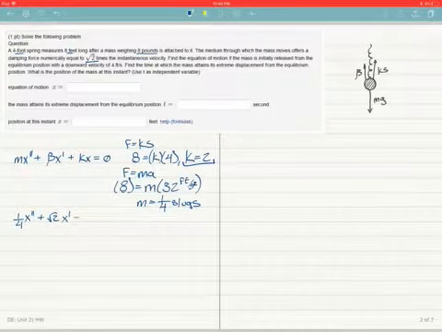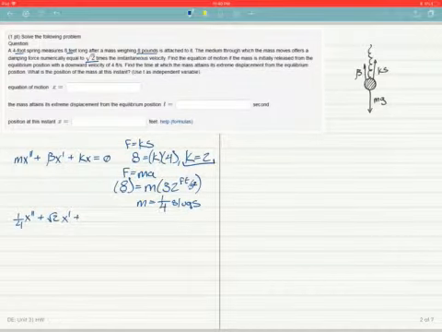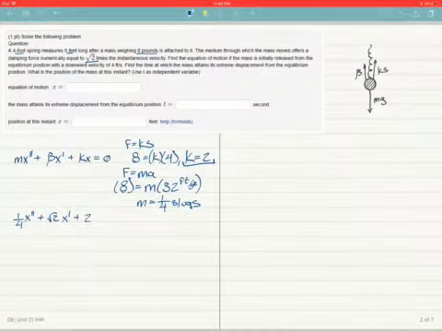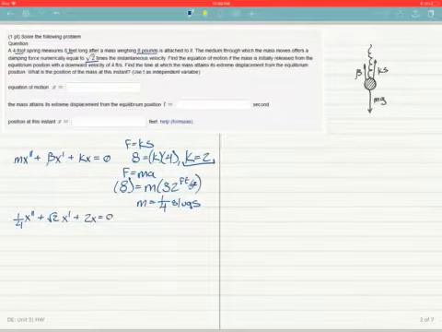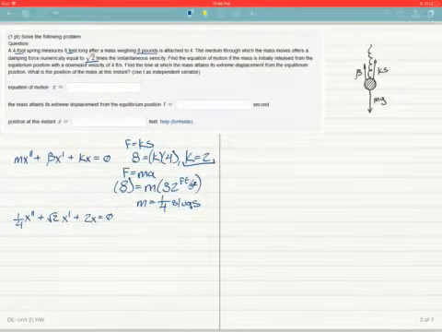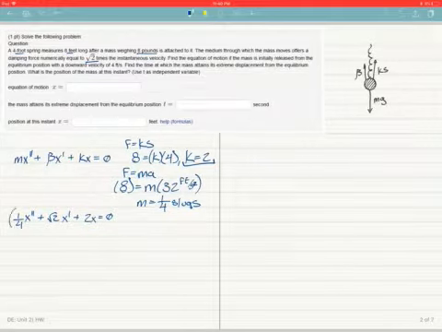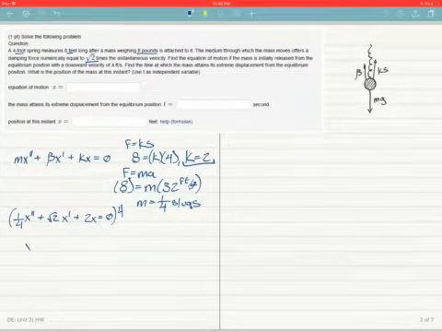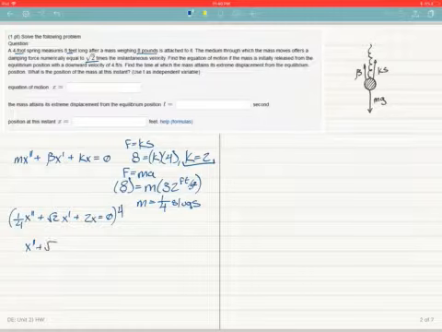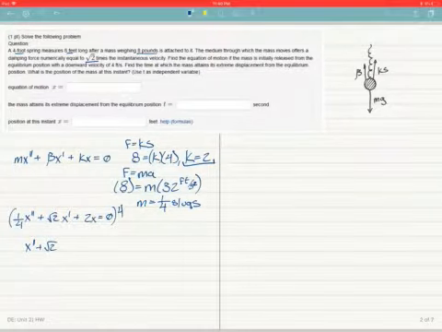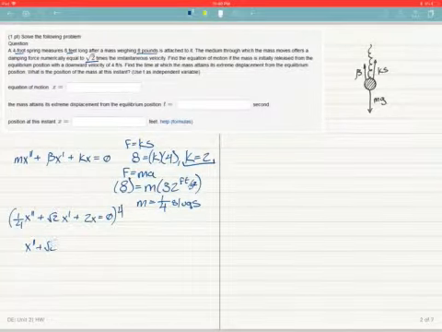Square root of 2, 2x equals 0. Simplifying, we'll multiply everything by 4. Or, oops.